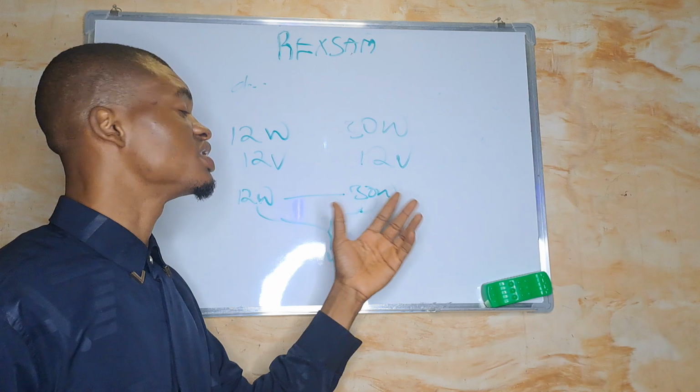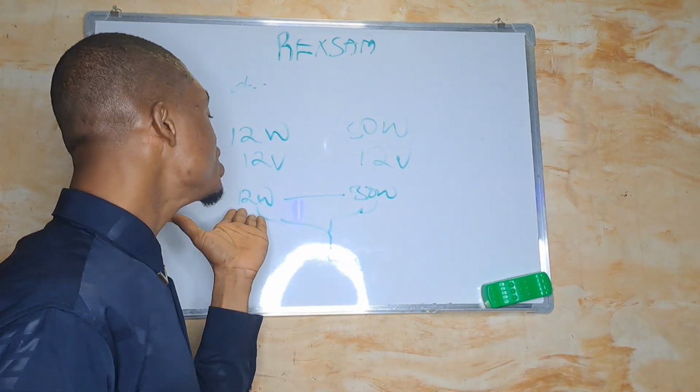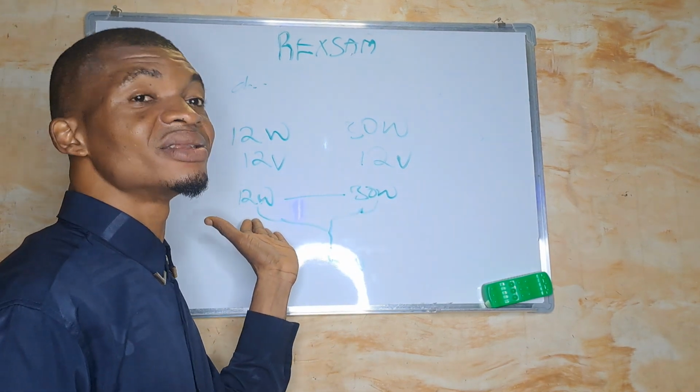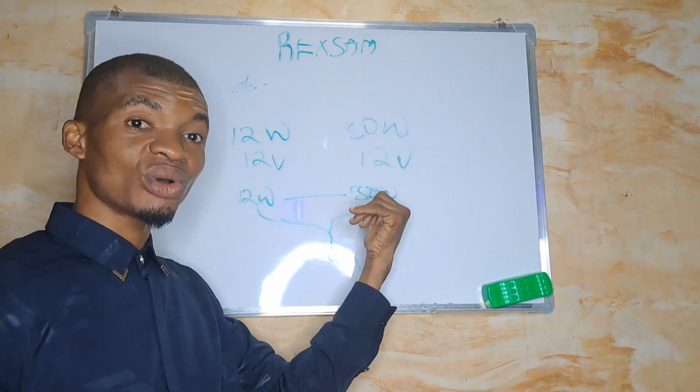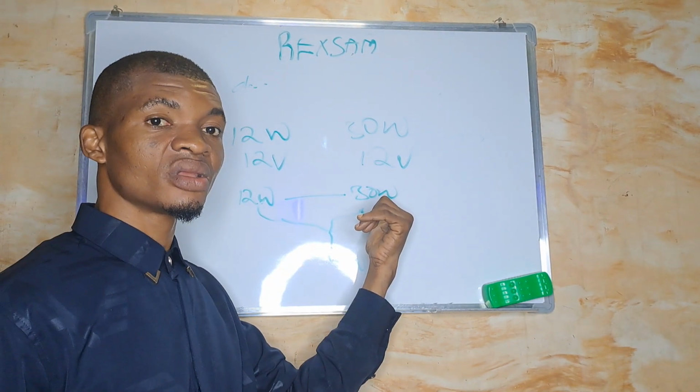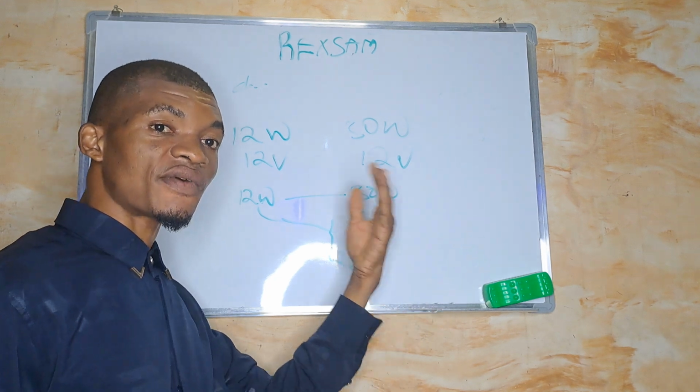making this high size of panel useless here. It doesn't contribute anything to the system again because this has taken the power. The rule means the lesser one takes advantage of the higher one, which is the opposite of our normal thought.